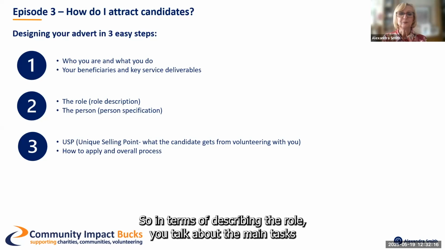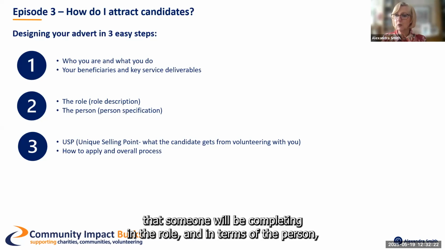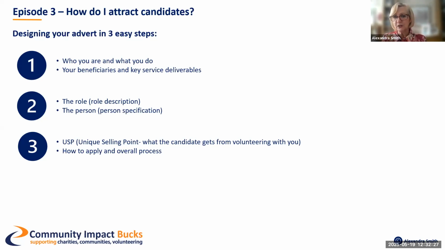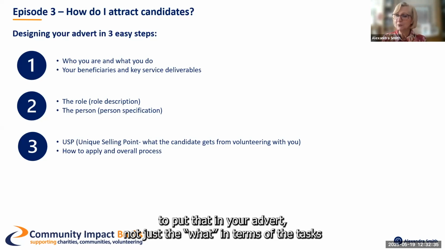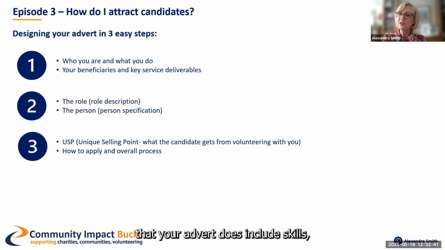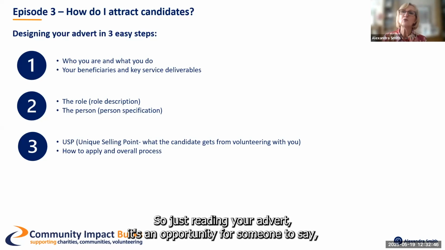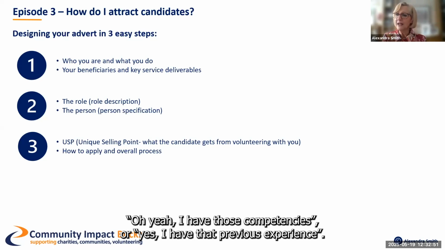The second part of your advert is where your role description and your person specification come in. So in terms of describing the role, you talk about the main tasks that someone will be completing in the role, and in terms of the person, the skills and attainments and qualifications and competencies that they will require. It's really important to put that in your advert, not just the what in terms of the tasks, but that your advert does include skills, knowledge and competencies for the person. So just reading your advert is an opportunity for someone to say, oh yeah, I have those competencies, or yes, I have that previous experience.